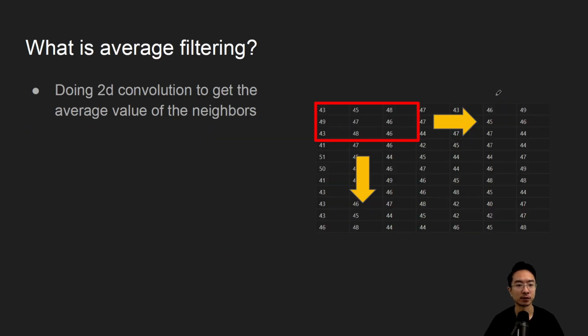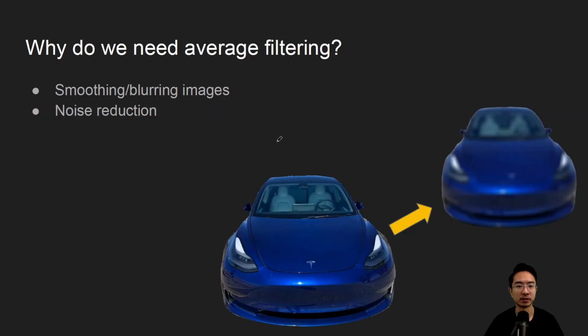So what is average filtering? Average filtering is doing 2D convolution to get the average value of the neighbors, okay? So why do we need to do average filtering? It's good for smoothing and noise reduction. So you can see here that even though we may not want to smooth out this nice looking picture, here we're just doing it for the sake of showing how you could smooth it out.